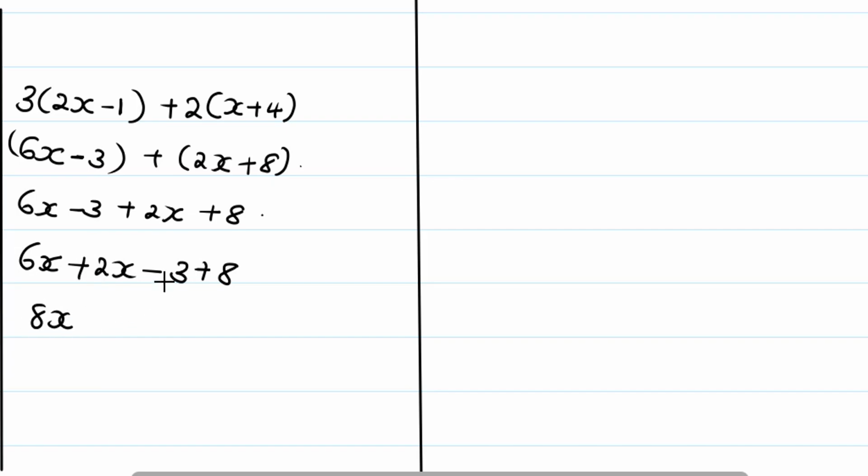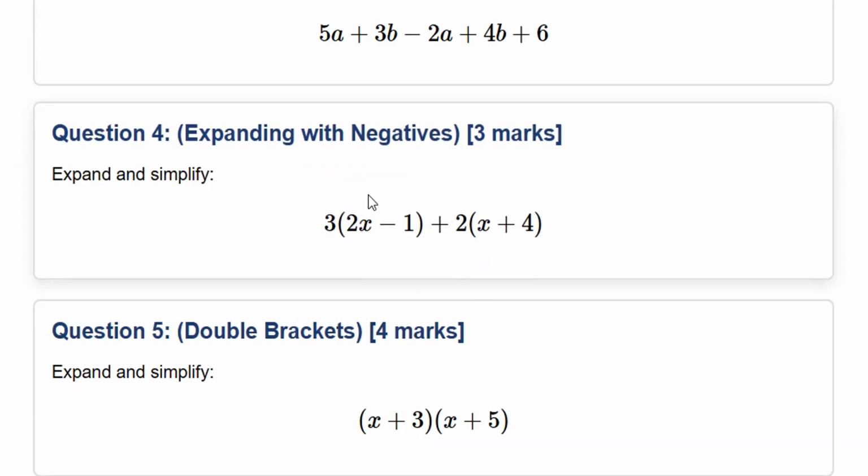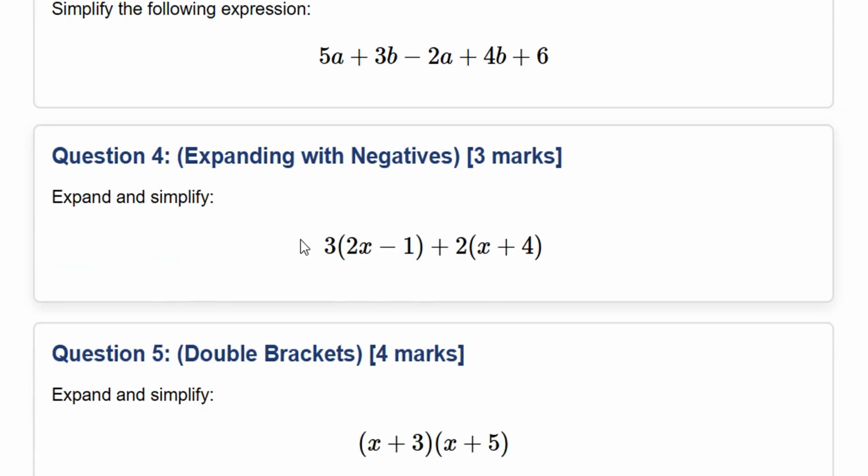Then you see we have negative 3 here, plus 8, which is just the same as being told 8 minus 3, which now will be positive 5. So now the answer becomes 8x plus 5, and that becomes the answer to this question 4 here.